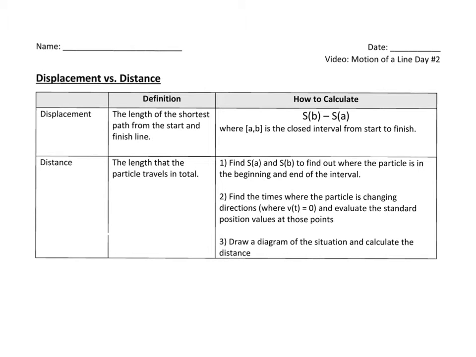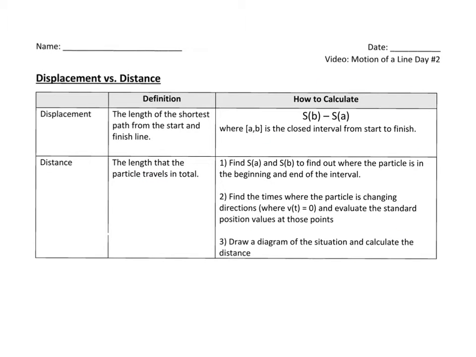Hi everyone, in today's lesson we're going to talk more about motion of a line. Today our goal is going to be talking about the difference between displacement and distance. Displacement is defined as the length of the shortest path from start to finish, where distance is the length that the particle travels in total. Here are directions on how to calculate.